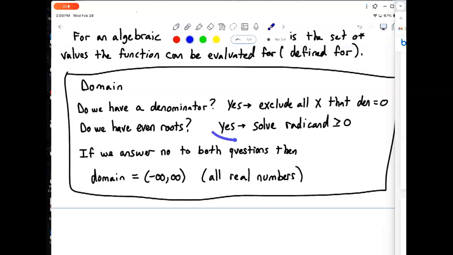So, do we have a denominator? Then we solve an equation: set the denominator equal to 0. Do we have even roots? Square roots, fourth roots, but most of the time it'd be square roots. If so, we take the stuff inside the radical and solve the inequality greater than or equal to 0. If we answer no to both questions, then quite simply the domain is everything, all real numbers.